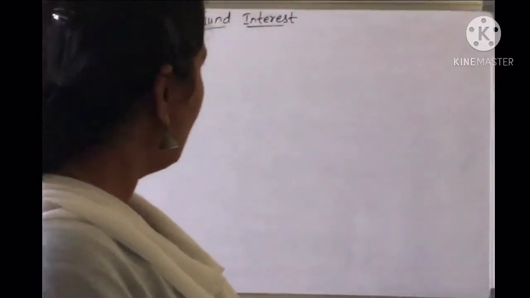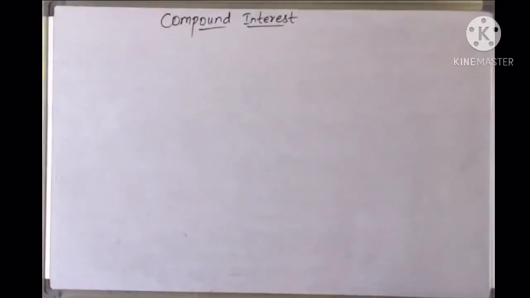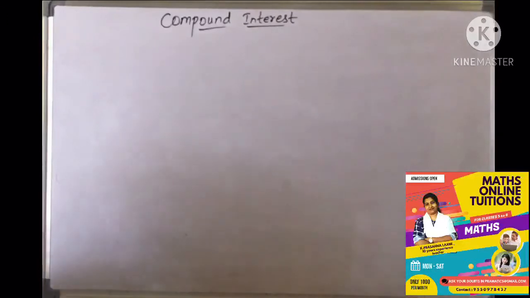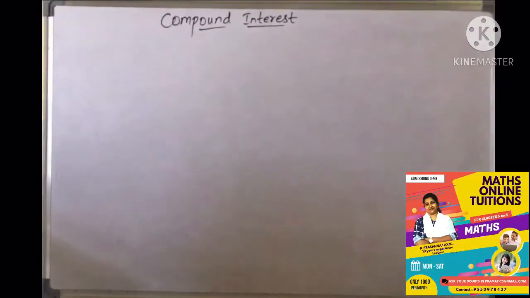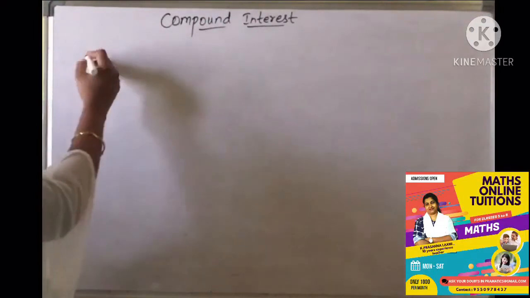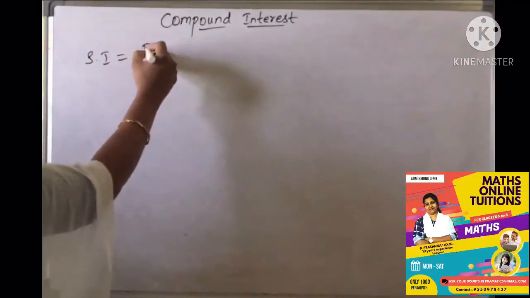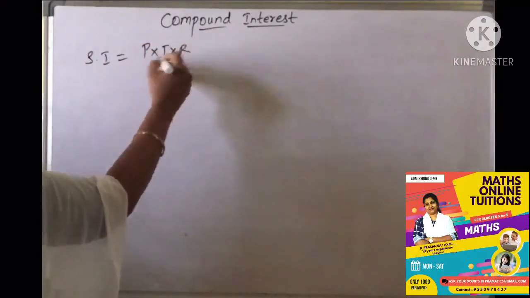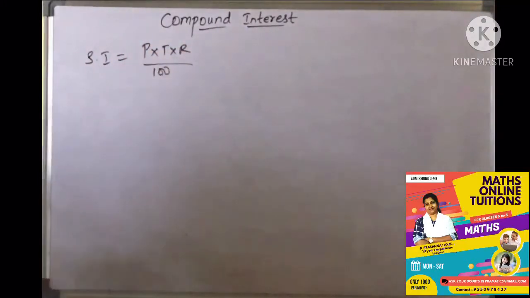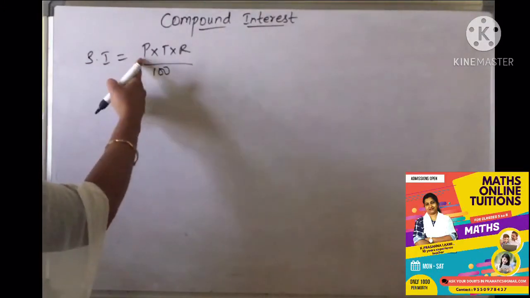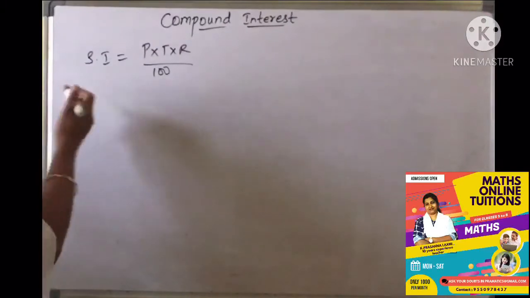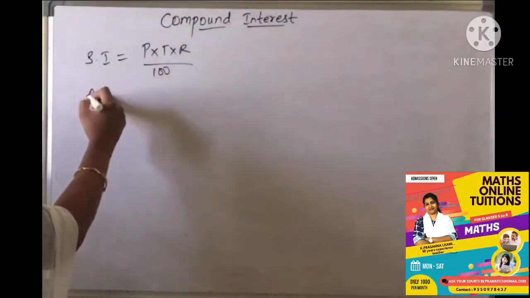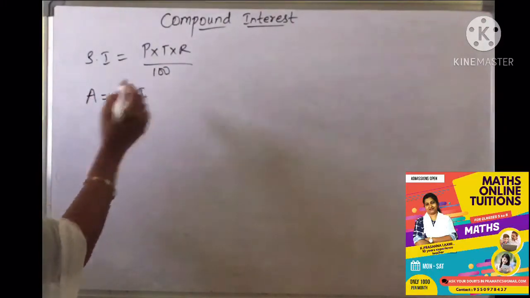Here in this video, I am going to explain what is compound interest. In class 7 you will have studied simple interest, right? And the formula for computing simple interest and amount. Simple interest is nothing but P into T into R by 100. Here, P is the principal, T is the time period, and R is the rate of interest. And how to find the amount here? Amount is nothing but principal plus interest.